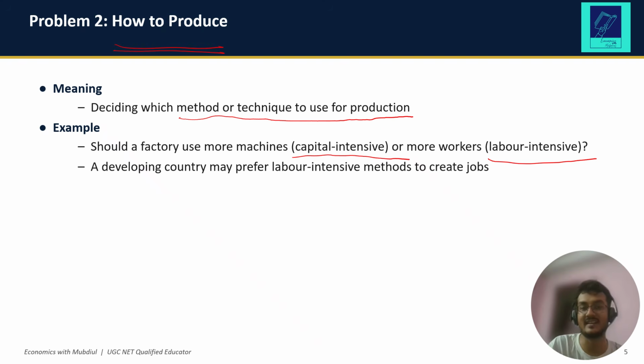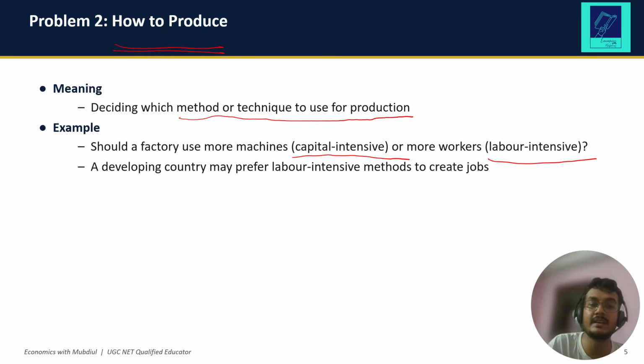Suppose you are running a factory in a country where labor is scarce and expensive, workers are difficult to find, but machines are readily available. Capital intensive production might make sense. Now consider another country. There are millions of unemployed people looking for jobs. Labor is readily available. Machines are relatively expensive. Would replacing workers with machines always be the best social decision in that country? Not necessarily. And this connects directly to the example on the slide.